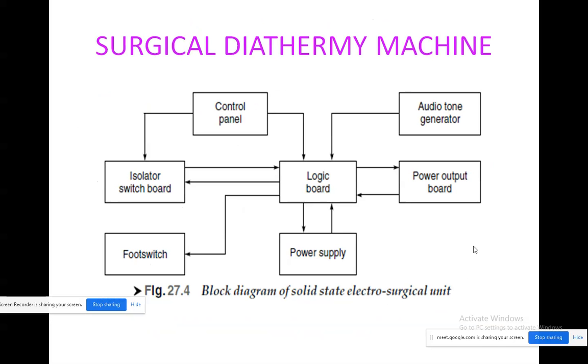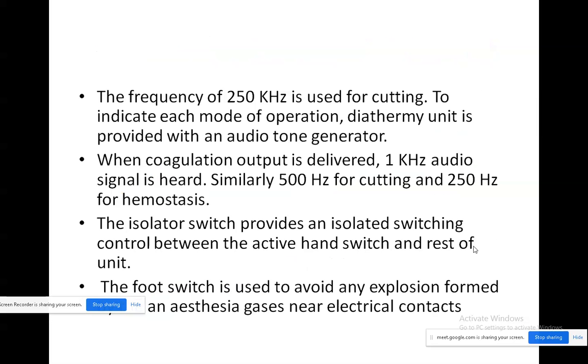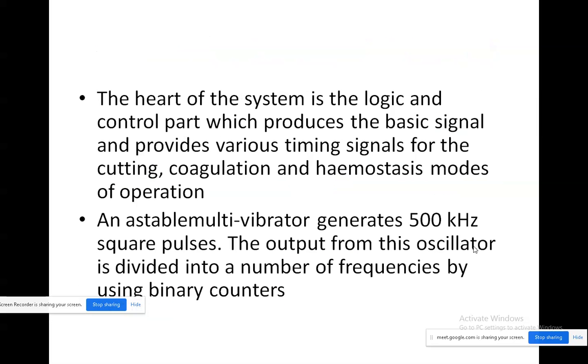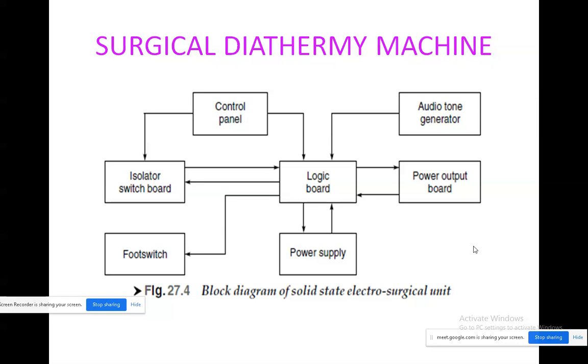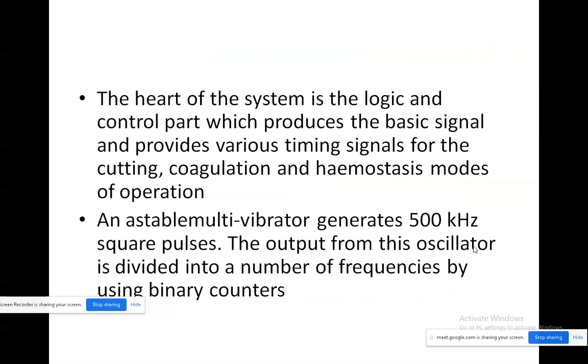This is the entire block diagram of the electrosurgical unit. You will be having the logic board, generator, audio tune generator, control panel, and the isolator switchboard, which is nothing but what isolates the two parts, the human part and your machine part. The logic board is your main part. The entire unit is based on your logic board.